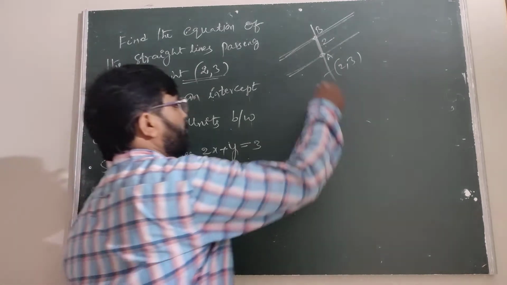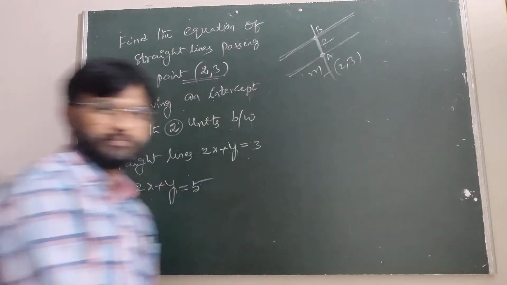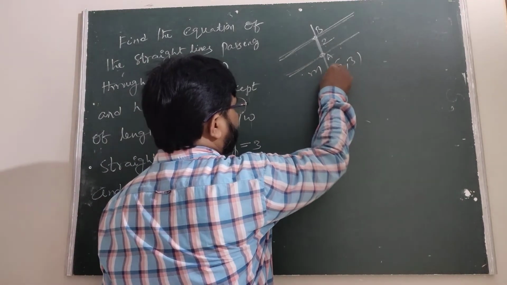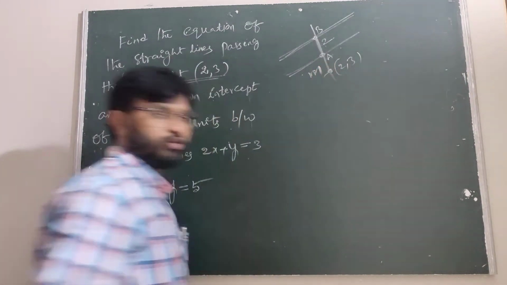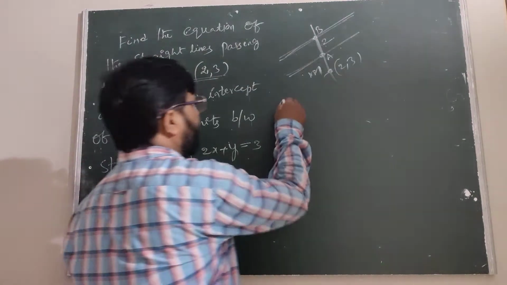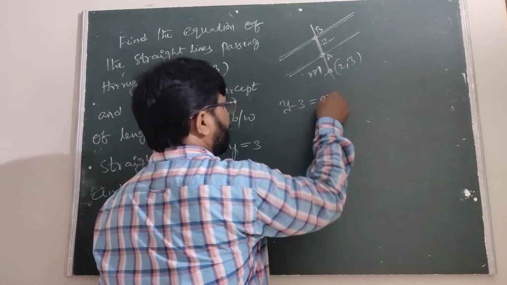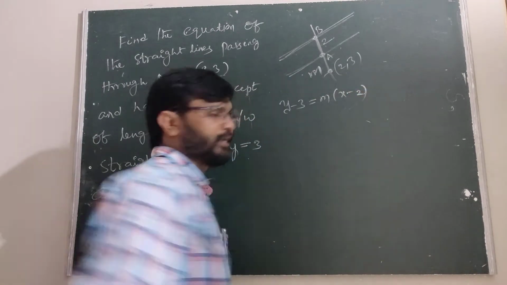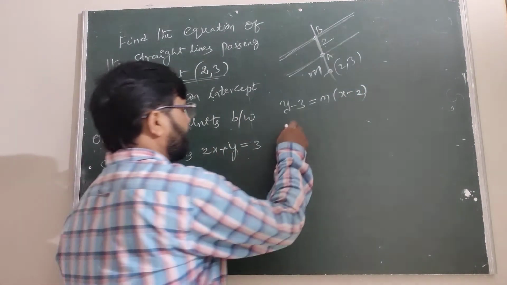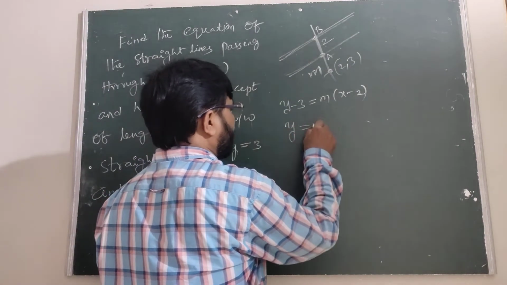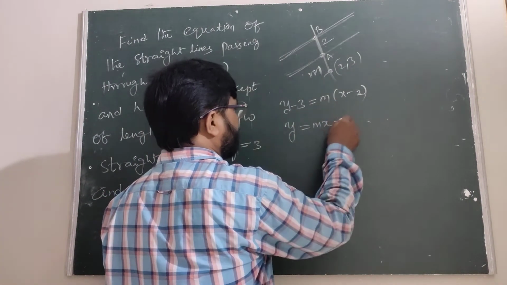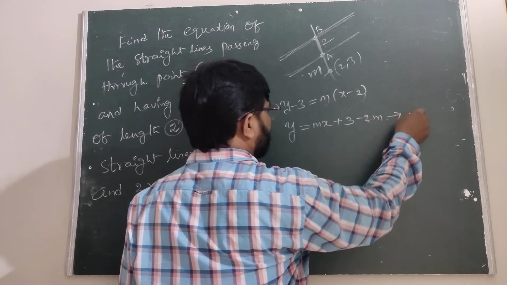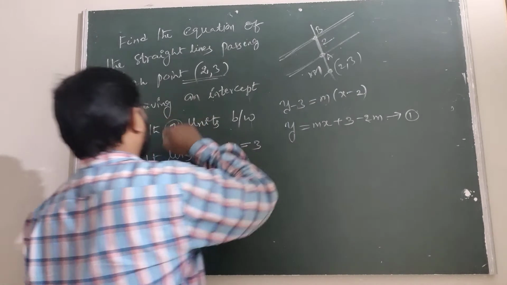Now we have to find this line having slope m. The required line is passing through (2, 3), and we are taking the slope m. Then it is y minus 3 equals m into x minus 2, the slope point form. Now this can be written as y equals mx plus 3 minus 2m. Now this one intersects one of the lines.